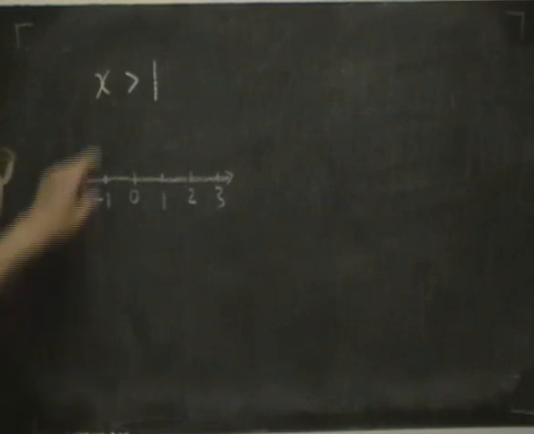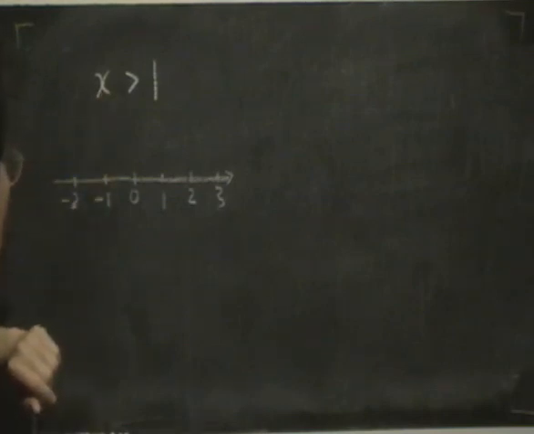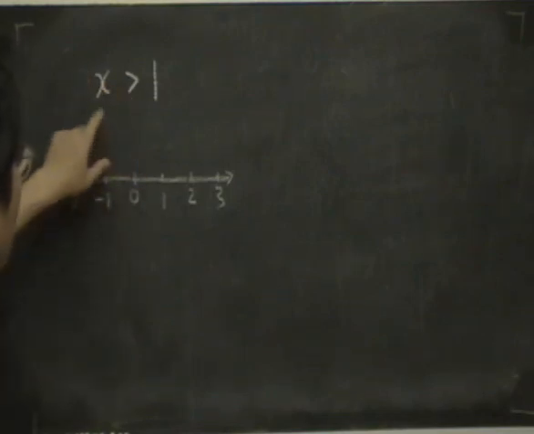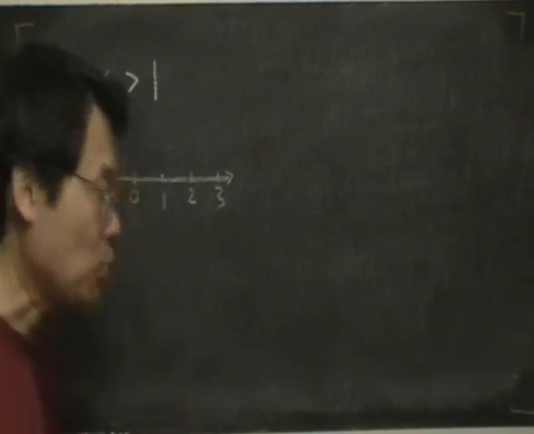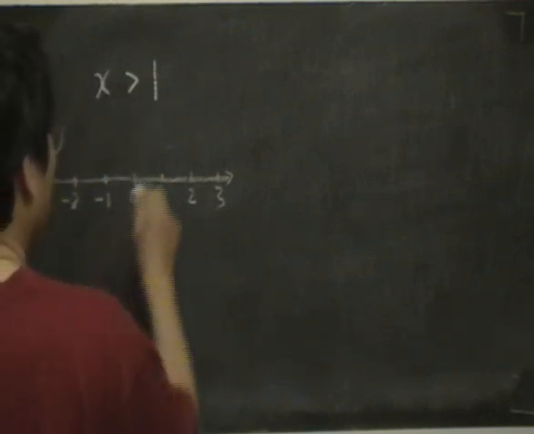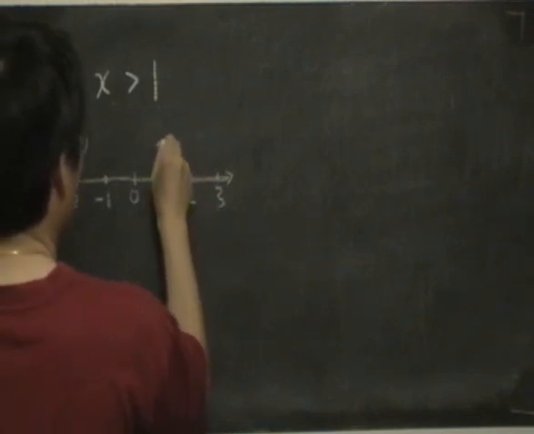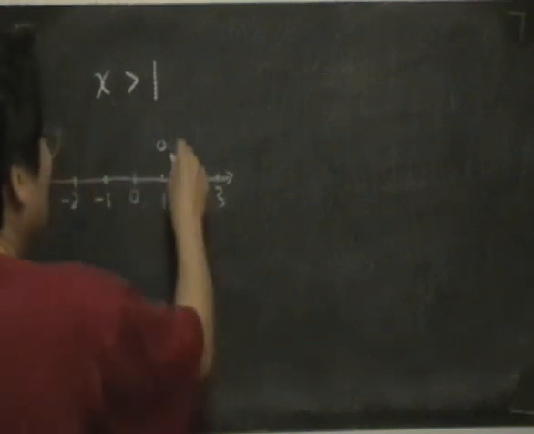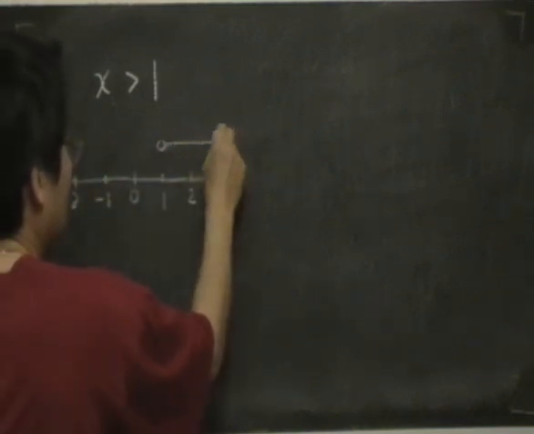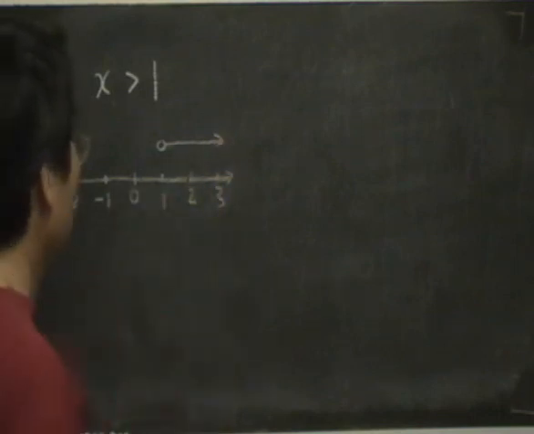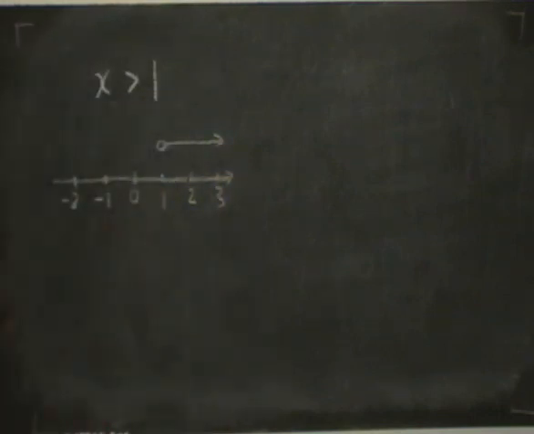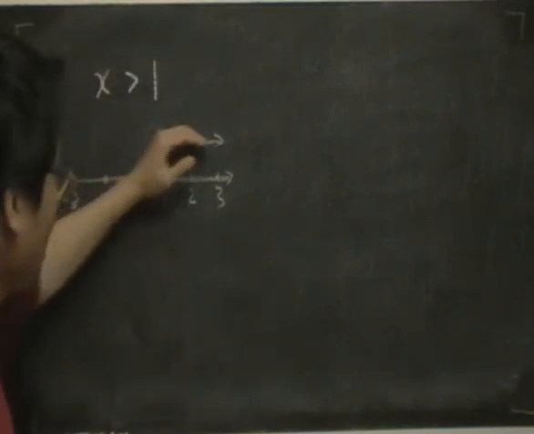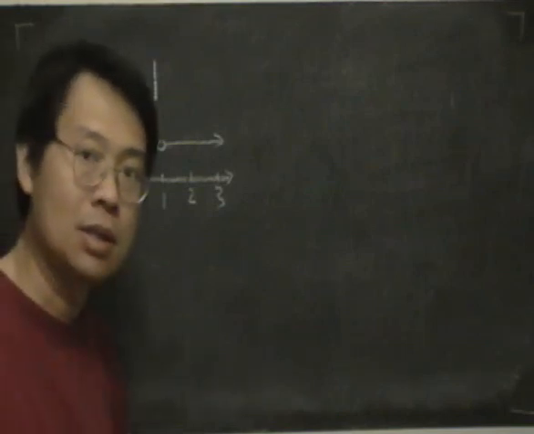Okay, now I'm going to look at this inequality. I know that x is a number that is more than 1. So 1 is there. So I'm going to draw a circle over the 1, and I'm going to draw a line to the right. Now, I'm going to say that this line represents that inequality.